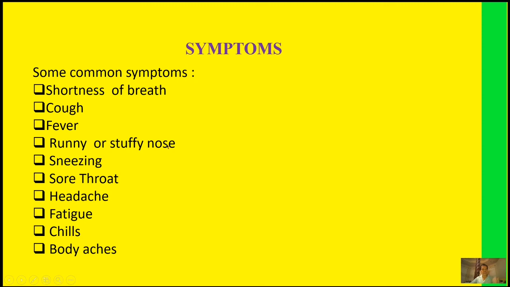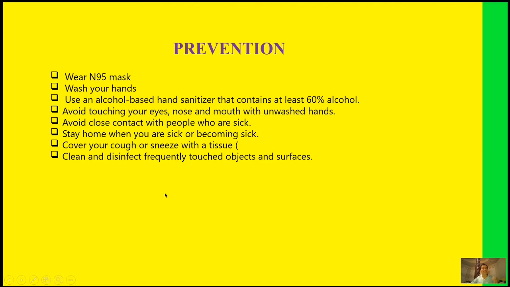So the symptoms are shortness of breath, cough, fever, runny nose, stuffy nose, sneezing, sore throat, headache, fatigue, chills, and body aches, muscle pains. Prevention is to wear an N95 mask in areas where there are a lot of infected people. Wash your hands more often and do not touch your face without washing. Avoid touching your eyes or nose without washing your hands. Avoid close contact with people who are sick. Stay home when you are sick or becoming sick. Cover your cough and sneeze with a tissue. Clean and disinfect frequently all surfaces that you are going to touch, like the doorknobs and the table.